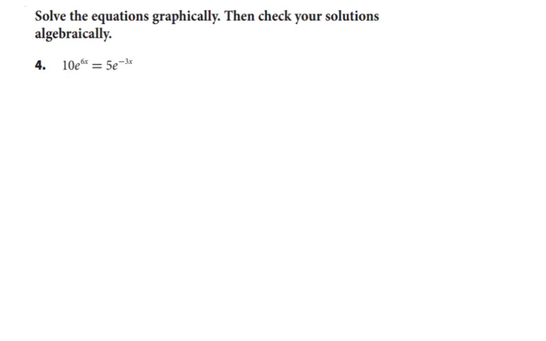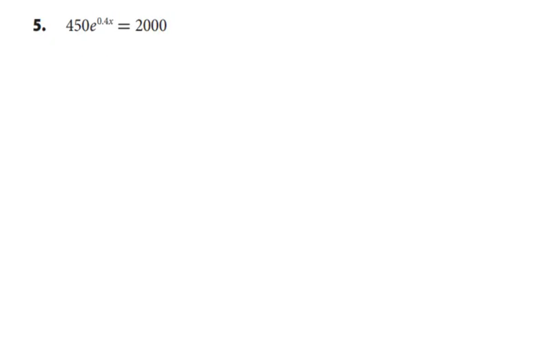Okay, next set: solve the equations graphically, then check your solutions algebraically. So let's look at the odd number problems again. We have 450 e to the power of 0.4x equals 2,000. So we're going to enter y1 as 450 e to the power of 0.4x, and y2 is equal to 2,000.